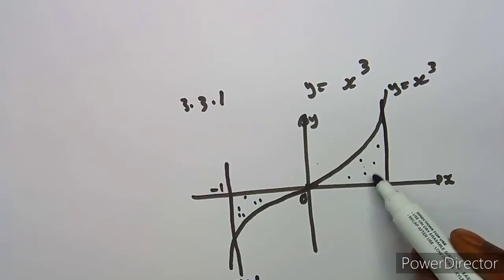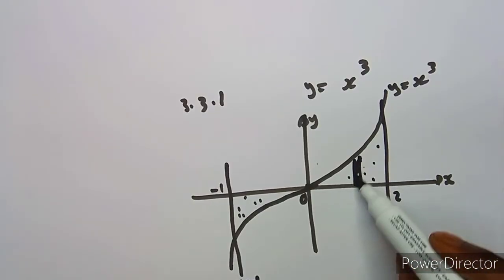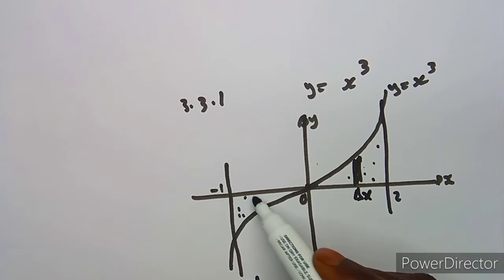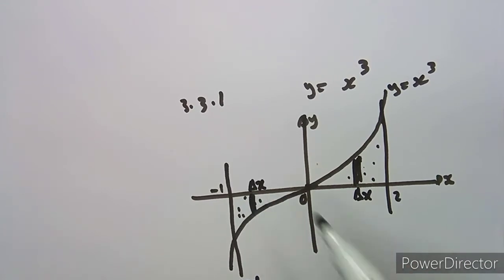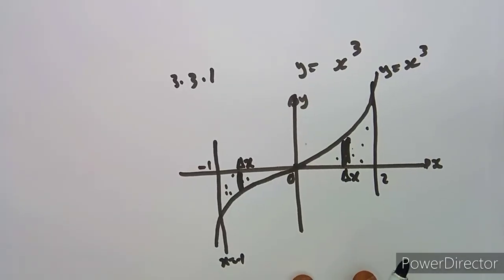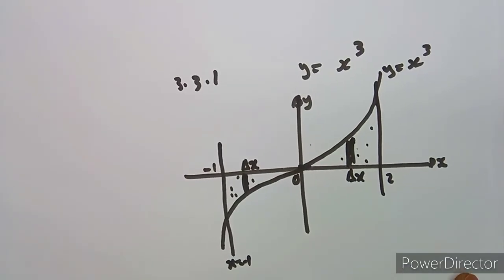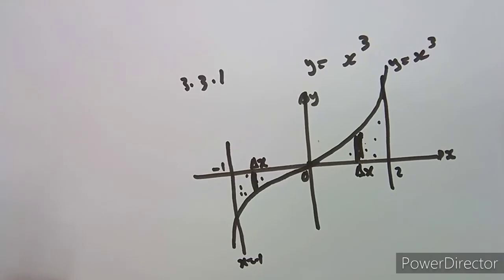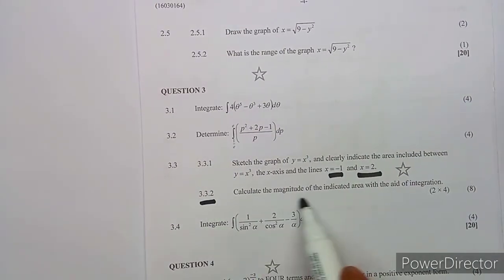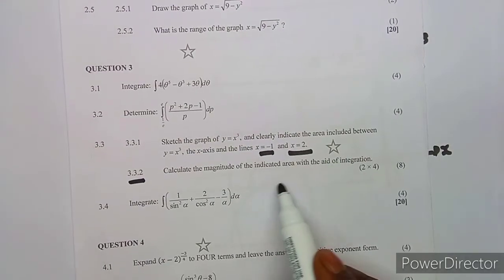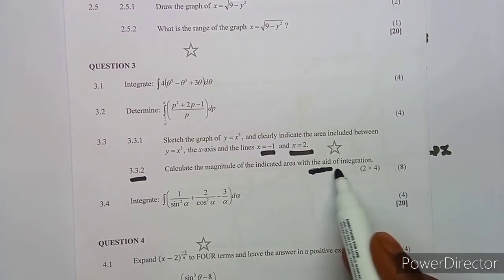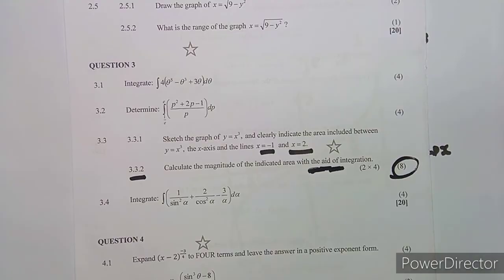Let's just say it's here. So this is another region again. So we're going to have a representative strip in the x-axis, just like that. So this is the area that we are talking about, guys. But there is something so weird about this area that I want you to understand. Because on the 3.32 now, they are saying calculate the magnitude of the area indicated with the aid of integration, and that's going to be that.